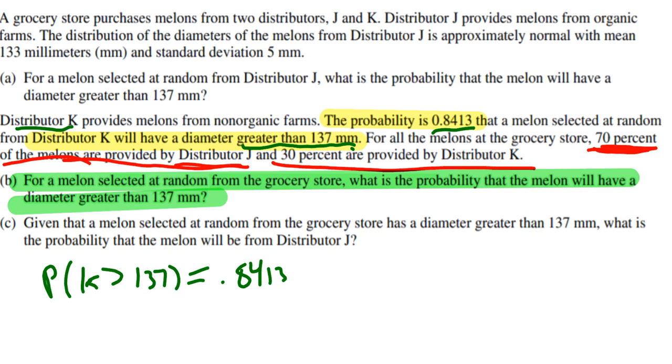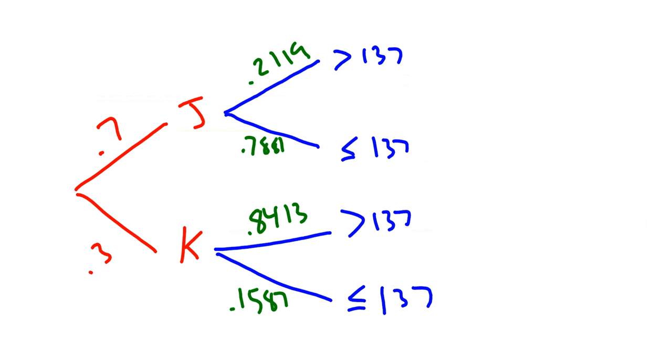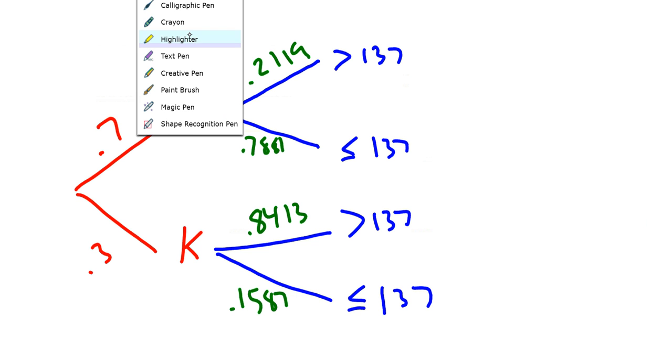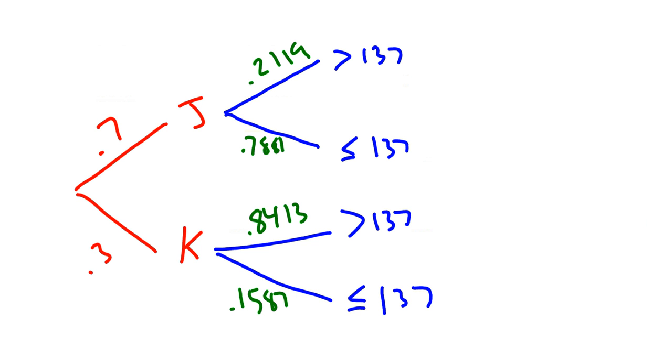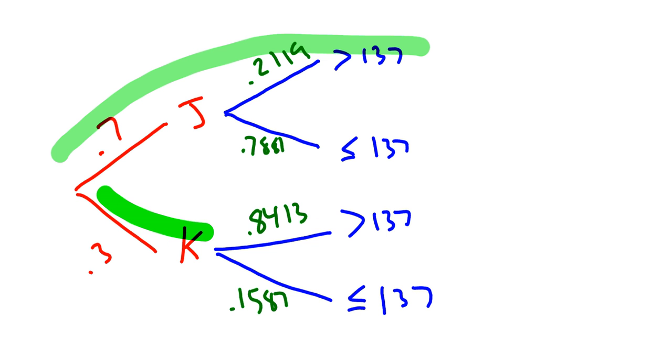So this turns out to be a really handy way to do the problem, because part B of the question is saying, for a melon selected at random, look at the green highlighting here. For a melon selected at random from the grocery store, what's the probability a melon will have a diameter greater than 137? So we can actually see that in the tree diagram. So let's use my green highlighter. Here's one batch that are big enough, and here's another batch. So to get the probability that we want, we just need to add those two cases together.